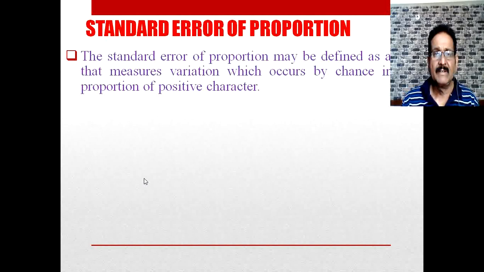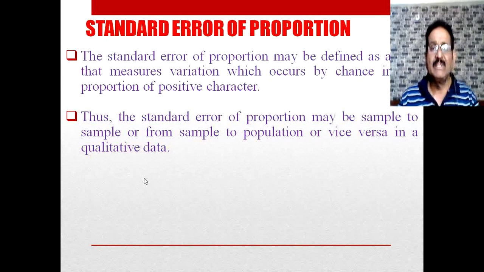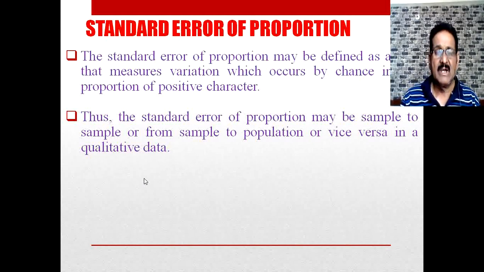The standard error of proportion may be defined as a unit that measures variation which occurs by chance in the proportion of a positive character. Thus, the standard error of proportion may be from sample to sample, from sample to population, or vice versa, from population to sample, also in qualitative data. So I am repeating, when we deal with proportion we are measuring the qualitative proportion of a population or a particular parameter.